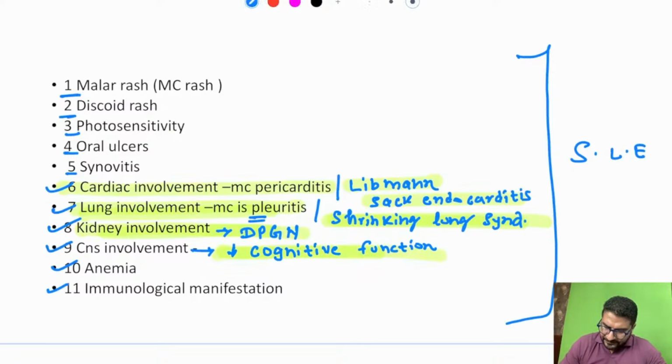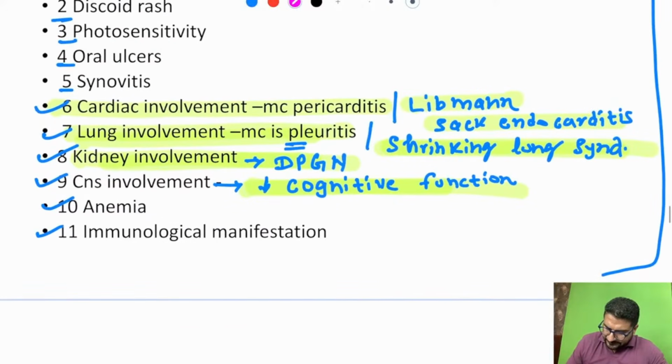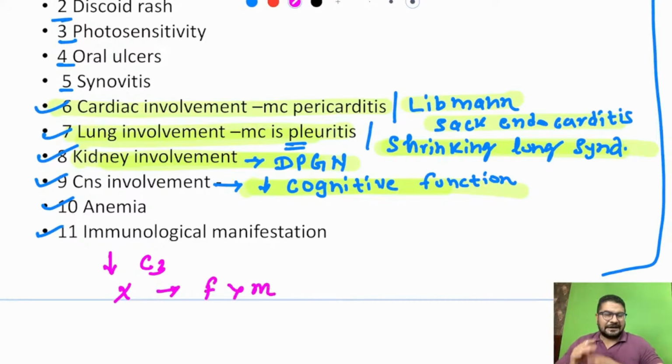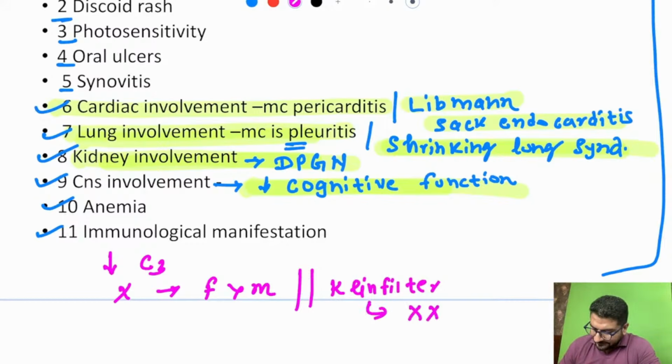What are some new things which they ask on SLE? Understand this. There is low activity of C3, and there is some link of X chromosome. This is why SLE is more in female. And if you talk about male, it is mainly affecting Klinefelter males. Why Klinefelter males? Because Klinefelter have XXY, so they have Y. Done. So they have XXY, meaning they have 2 X.